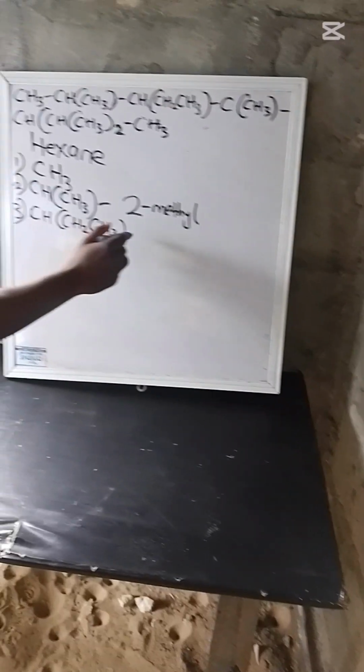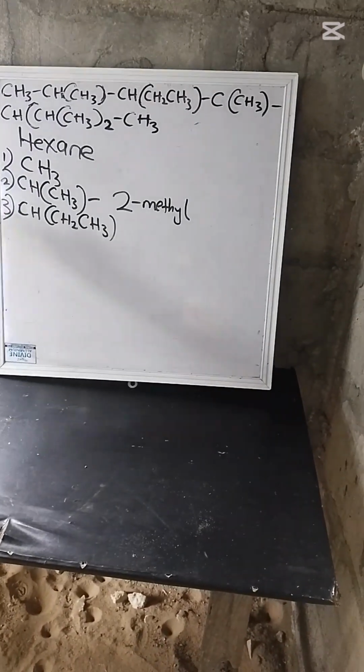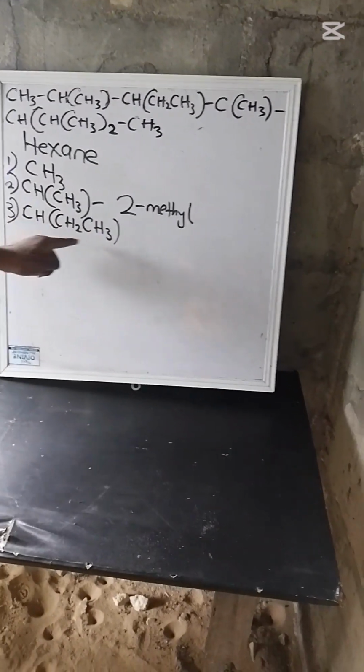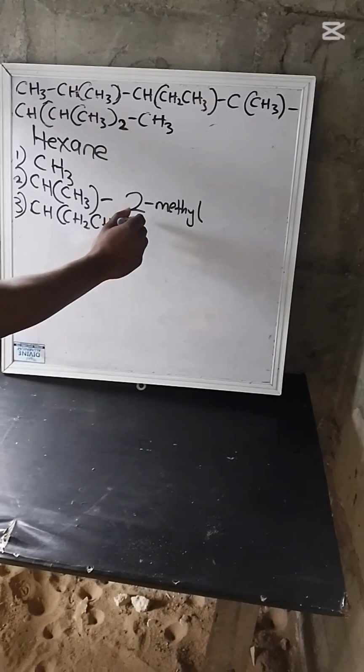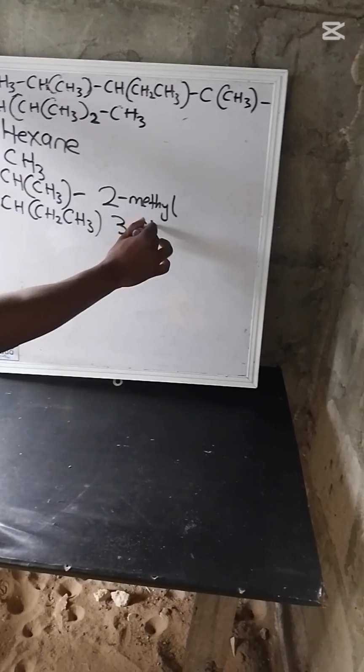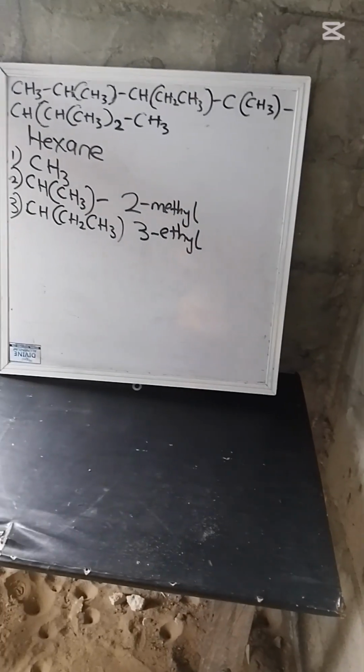C2H5. So where is ethyl located? On the third carbon chain. That is why I brought it out for simplification. On the third carbon chain. So therefore I'm going to write 3-ethyl. Easy, right?